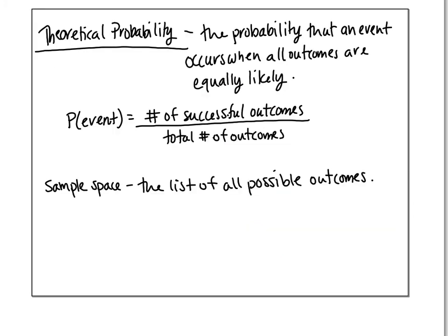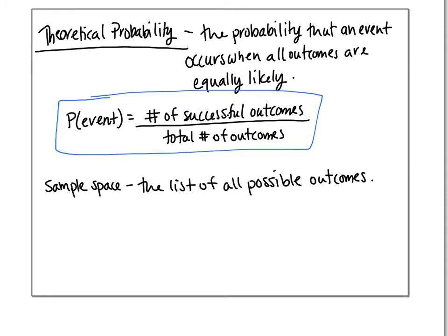This is just the setup for theoretical probability now. Theoretical probability is the probability that an event occurs when all outcomes are equally likely. So in order for you to set up a proper theoretical probability problem, everything has to have an equally likely occurrence. There can't be something that's weighted or anything like that. So the probability of the event is the number of successful outcomes, again, over the total number of outcomes. So it's successes over total.